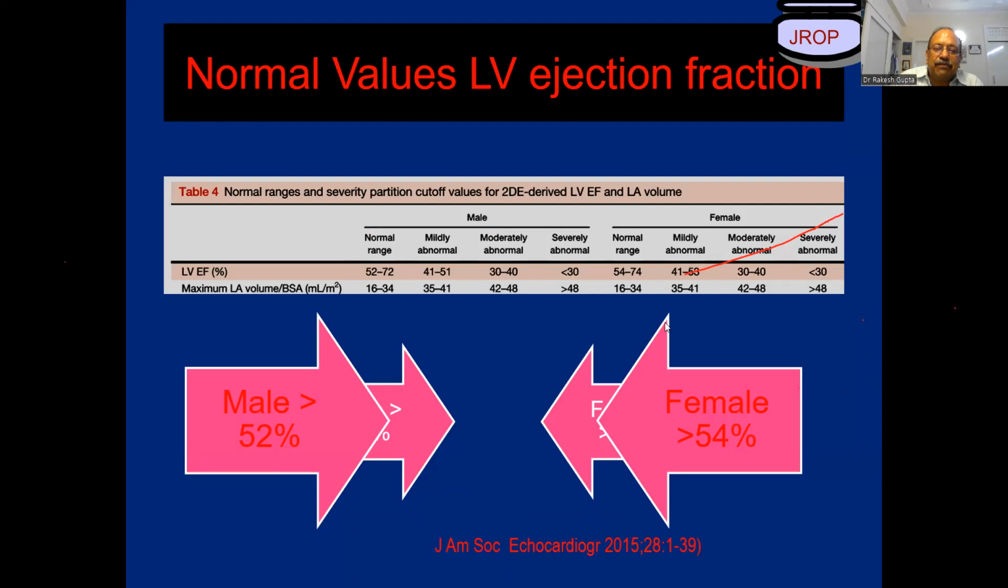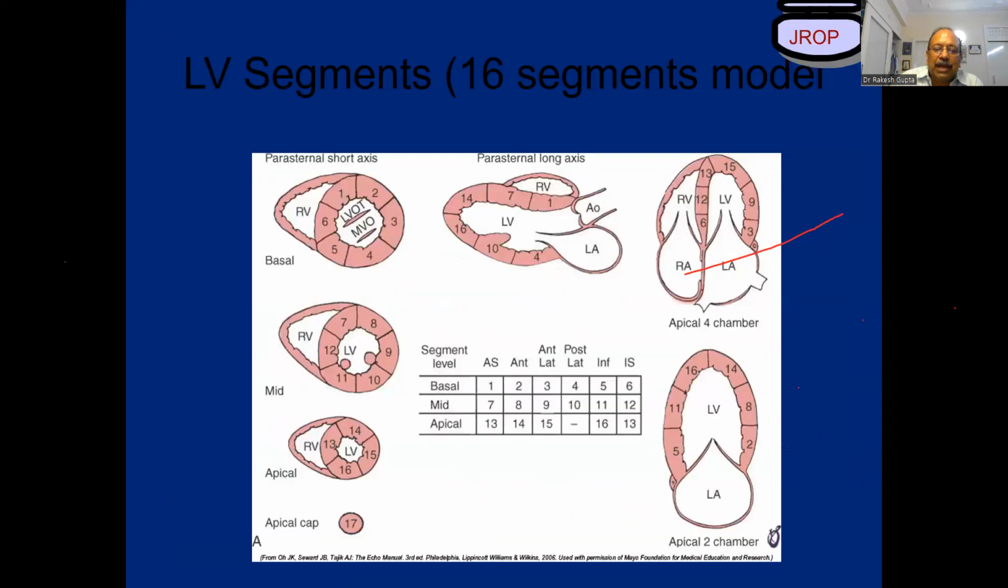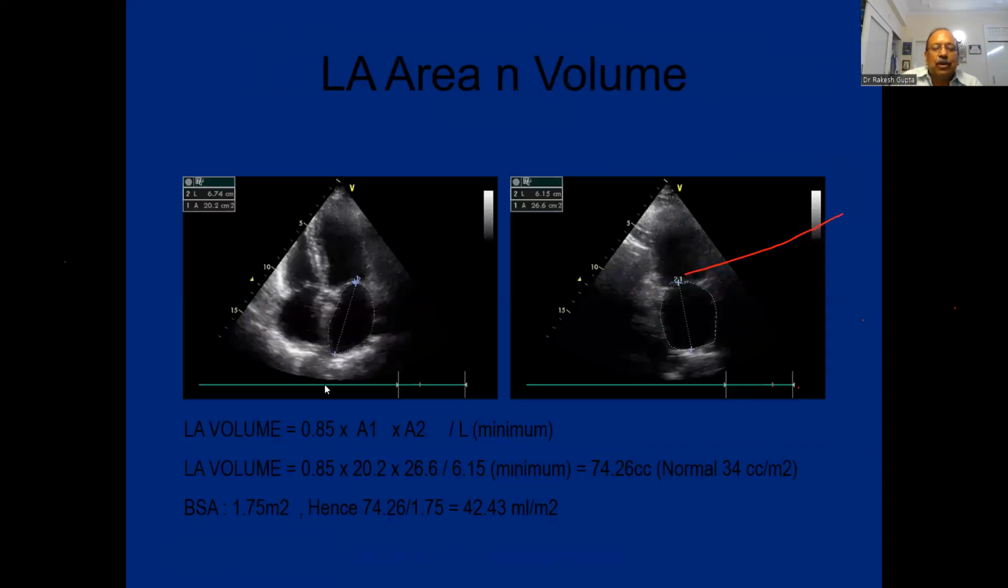So next question of Dr. Shekhar Chakravarti is, how do you get an LA volume and what is this dimension? Look, LA volume is 0.85 into area 1 into area 2. So we are sure how to calculate the area of the LA.